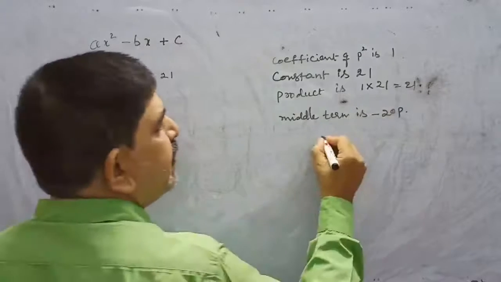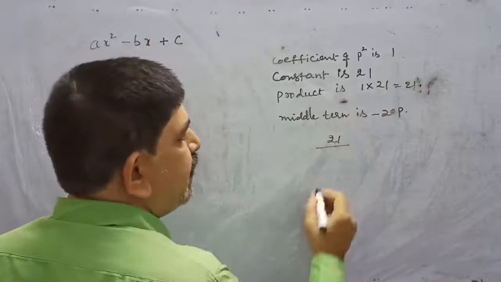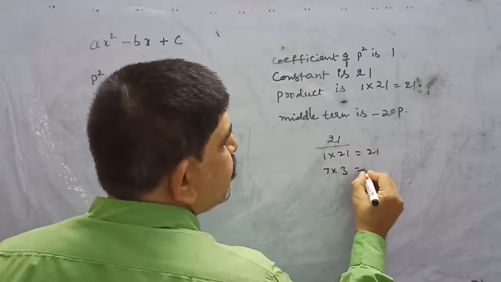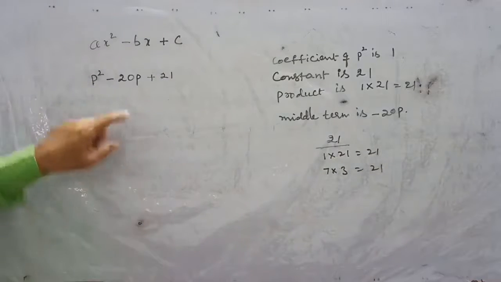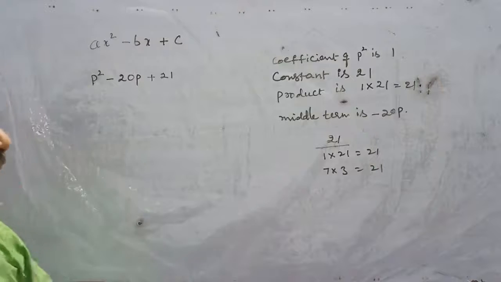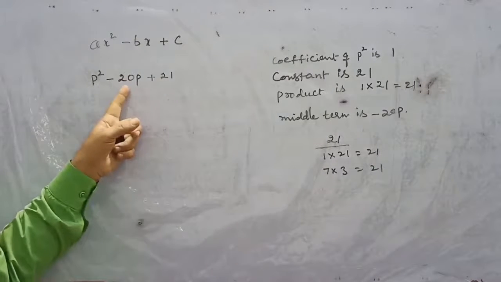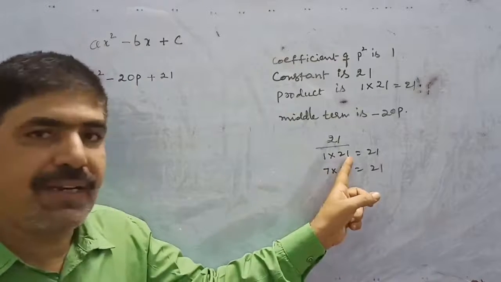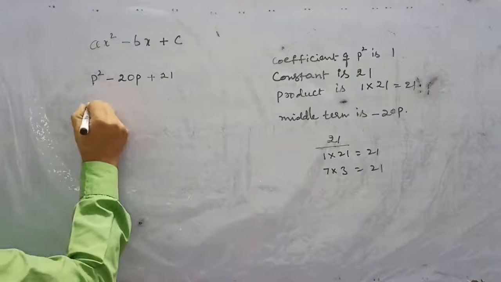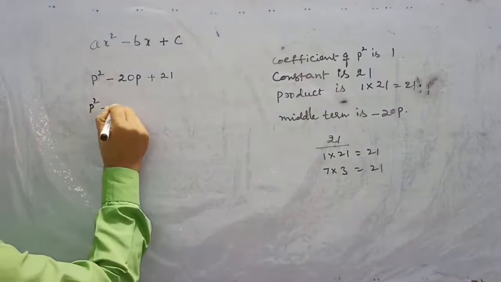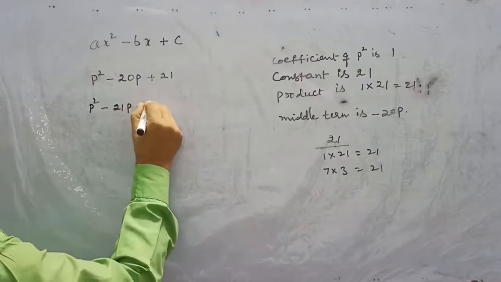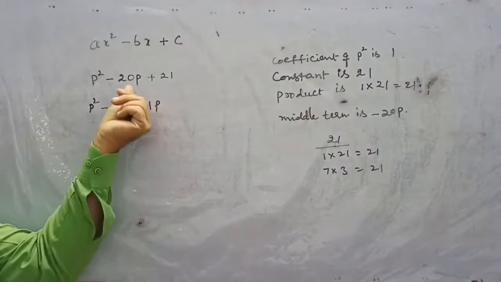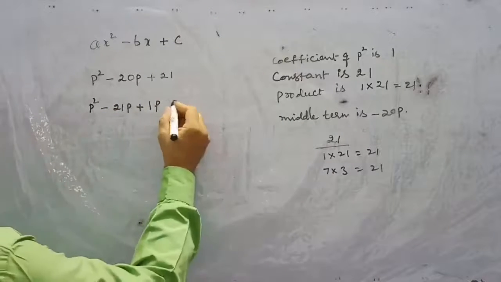Now write the factors of 21. 1 into 21 is 21. Next is 7 into 3 is 21. Right? Product is 21 and middle term is minus 20p. So with what factors we get minus 20? That is 1 into 21. Okay. Now this can be written as p square minus 21p plus 1p. Okay. Minus 21p plus 1p is minus 20p. Right. Plus 21.